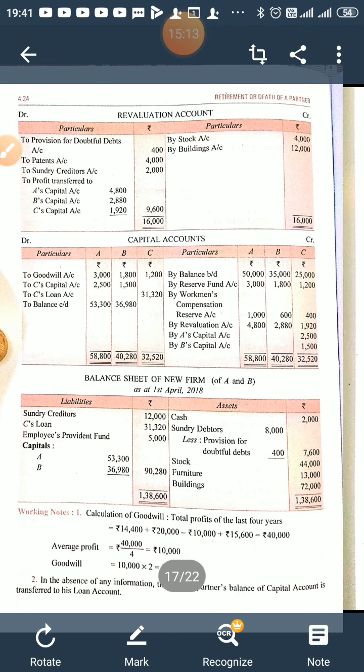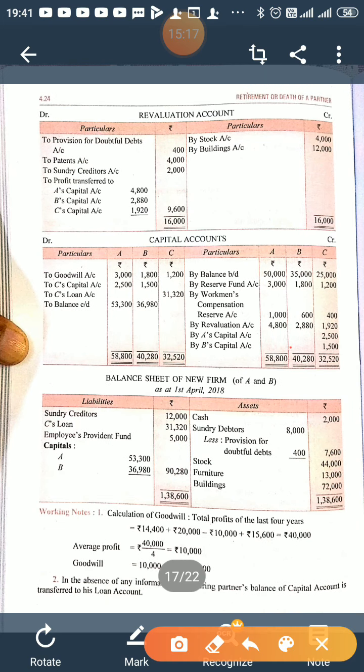Now we will calculate the balances. So A's credit side balance is 58,800, and the debit side balance is only 5,500. So we will deduct, and this comes to A's balance. Apart from this, at the time of retirement, first of all we will calculate the retiring partner's balance. So the retiring partner is C. The credit side total is 32,520, and on the debit side there is only one item, that is 1,200. So we will deduct this 1,200 from the total amount of the credit side.